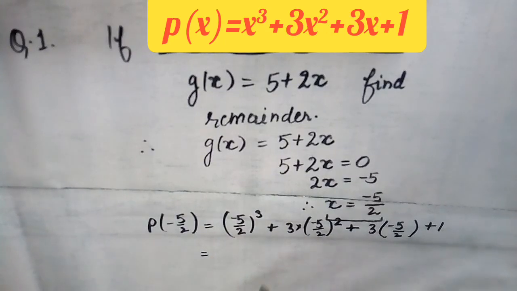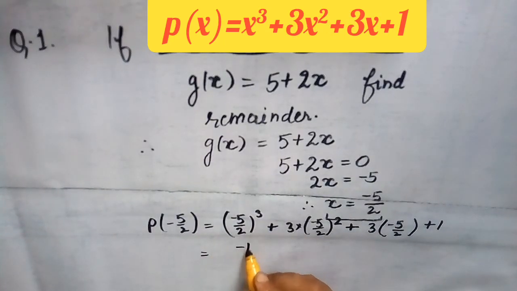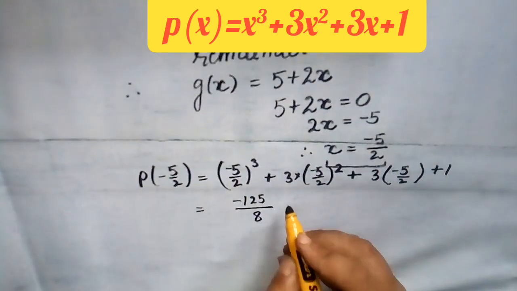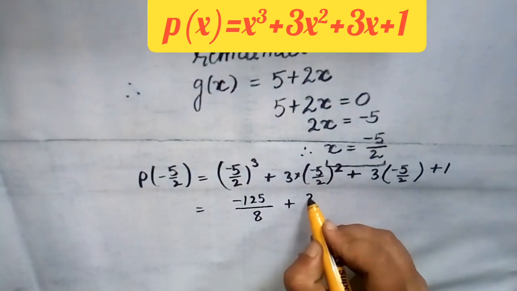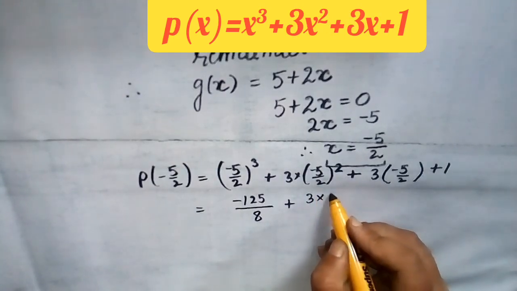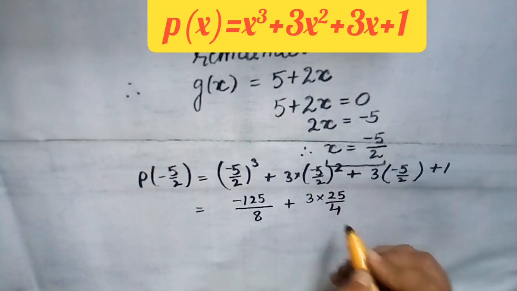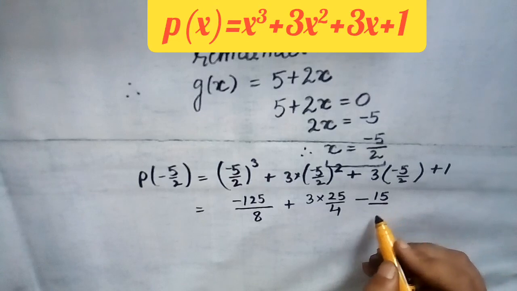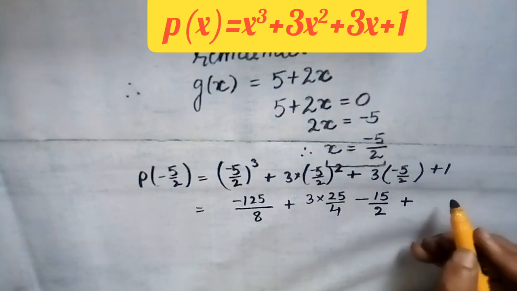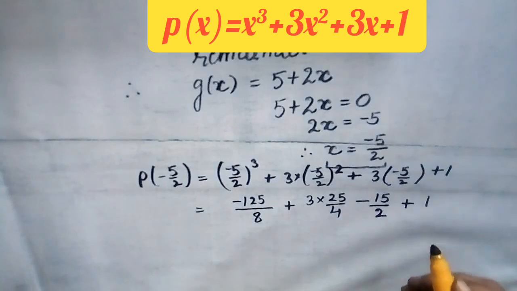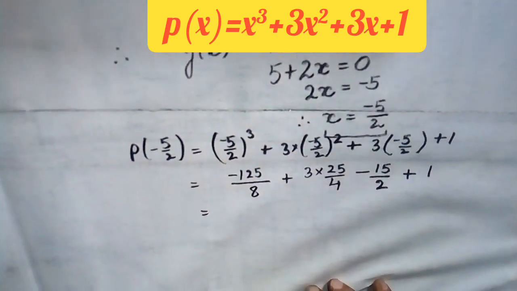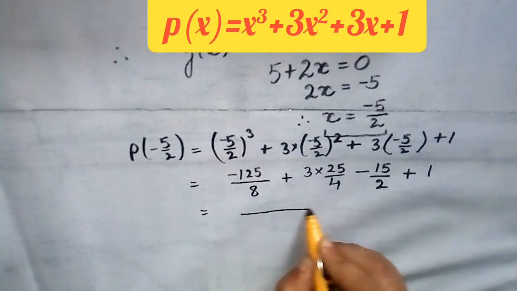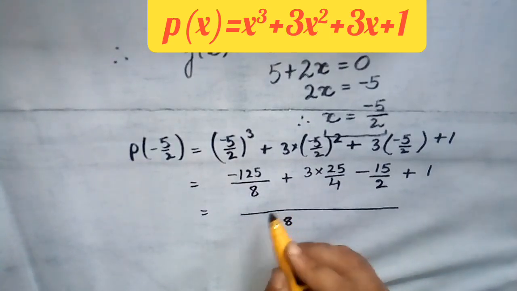Now simplify it. Minus 5 upon 2 whole cube will be minus 125, which is the cube of 5, upon 2 cube, which is 8, plus 3 into minus 5 square, which is plus 25 upon 2 twos are 4. 3 into minus 5 upon 2 is minus 15 upon 2. 3 into minus 5 is minus 15, plus 1 as it is. Now let us take the LCM of the denominators. The denominators are 8, 4 and 2 and the LCM will be 8.